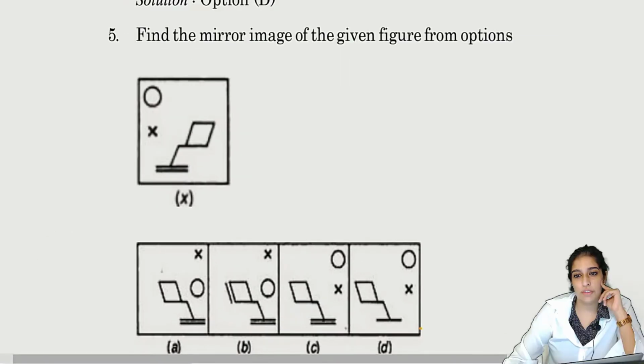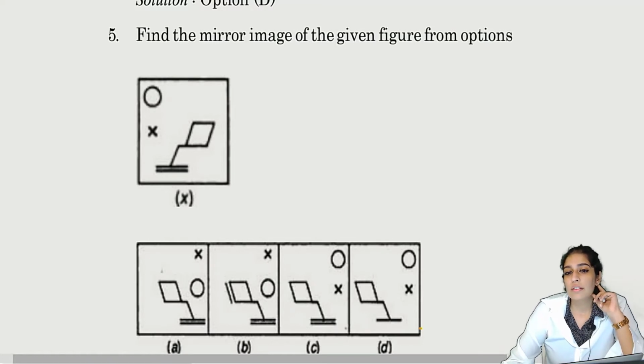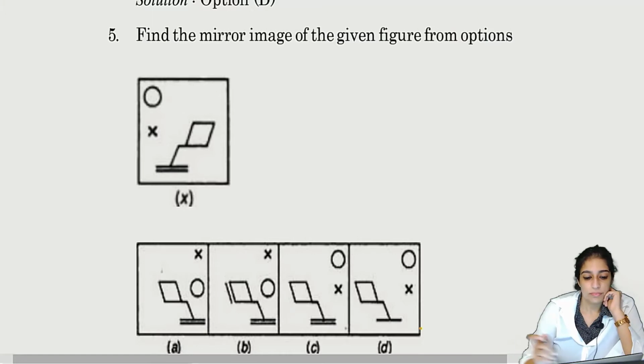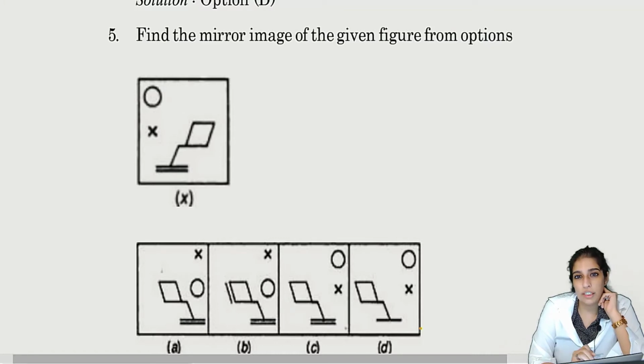Find the mirror image of the given figure. Again, same thing I am going to do again and again. I can see a circle and a cross. It is on the left hand side. The circle and the cross same order में होना चाहिए, ऊपर का ऊपर ही होना चाहिए. The circle and the cross will be on my right hand side. So obviously it cannot be A, it cannot be B because ये interchange हो गया.